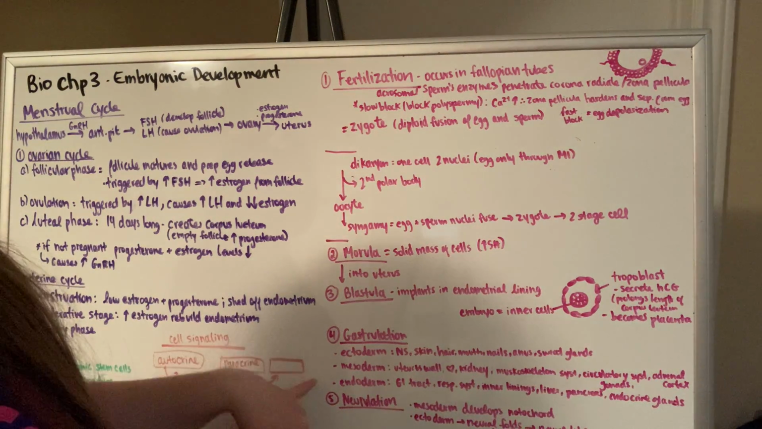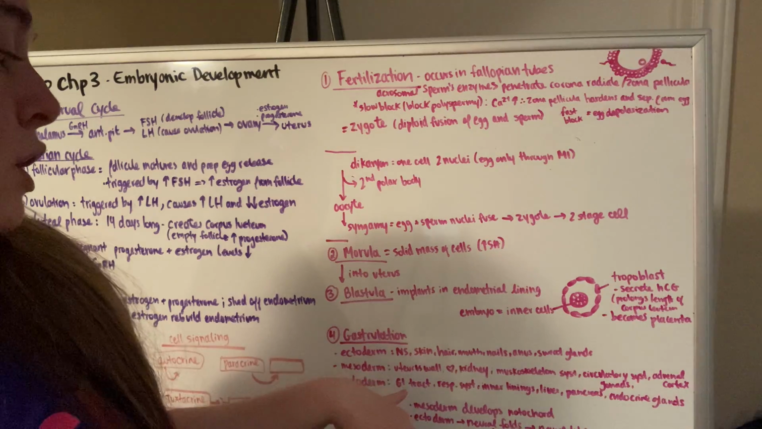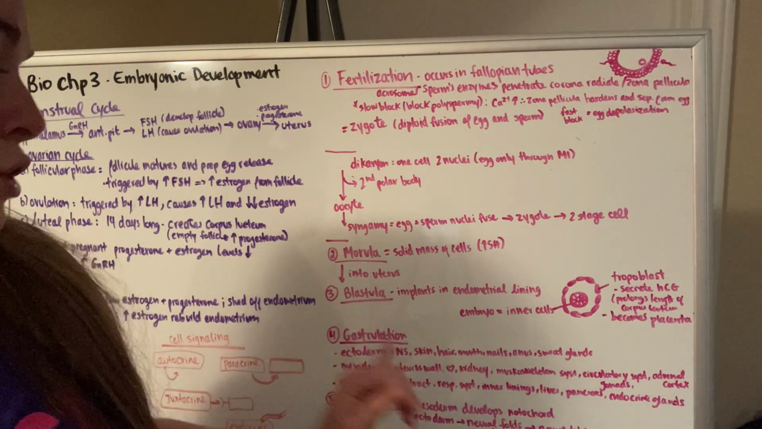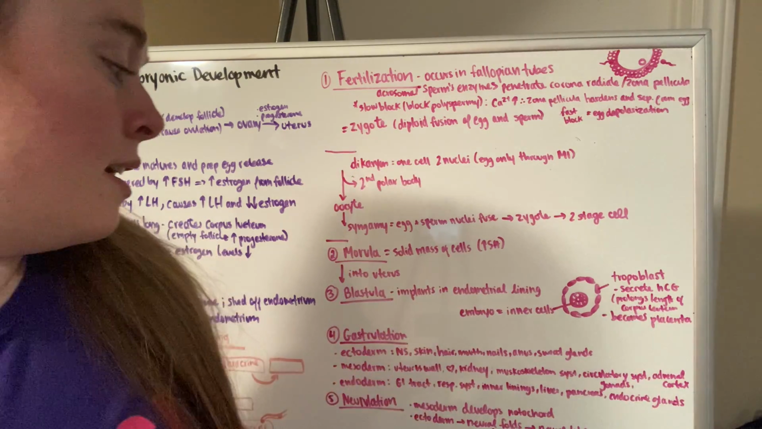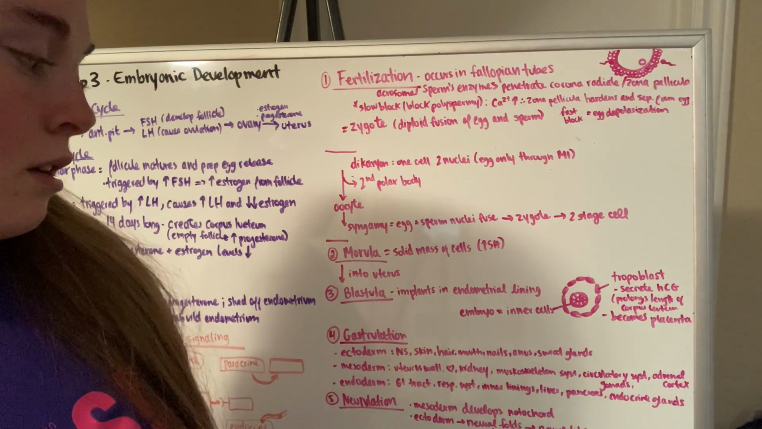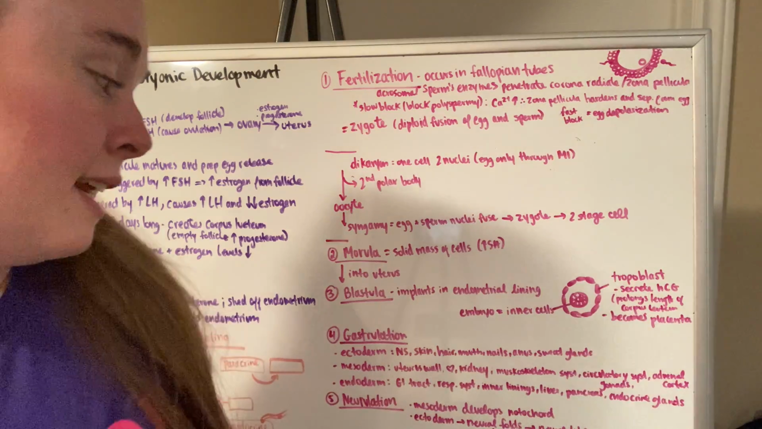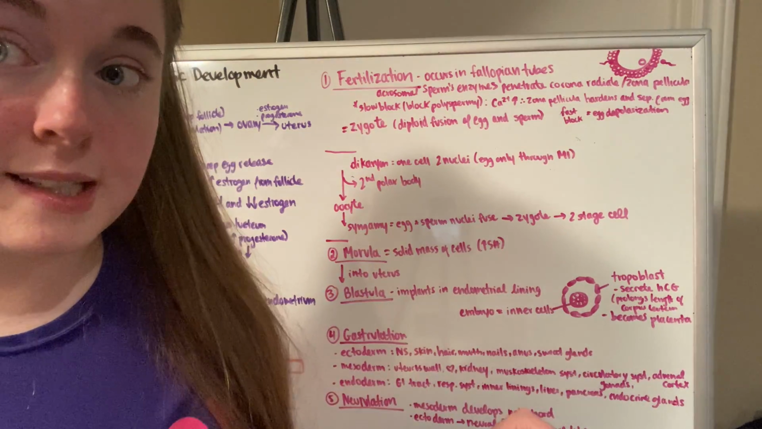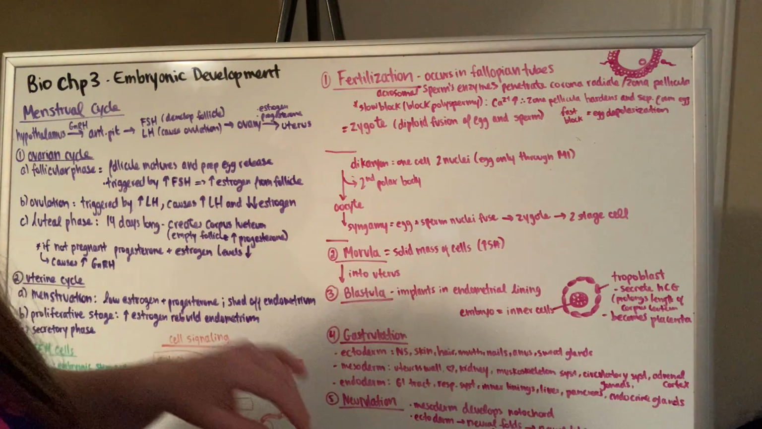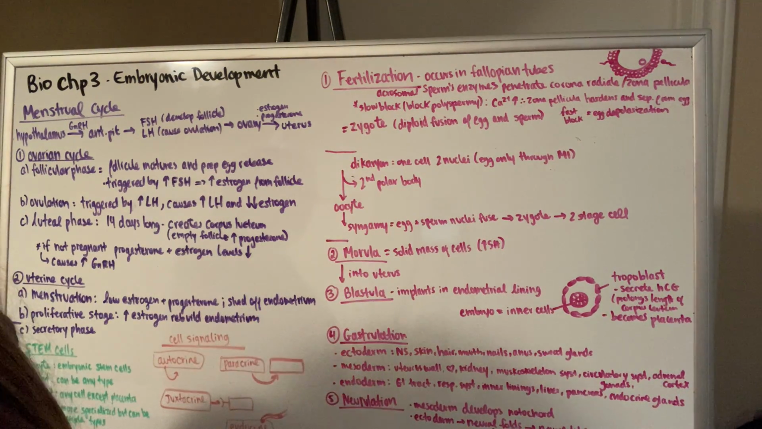Then finally we have the endoderm, which gives rise to the GI tract, the respiratory system, the inner linings of your stomach and things like that, the liver, the pancreas, and endocrine glands. Okay, so now we have our three primary germ layers.